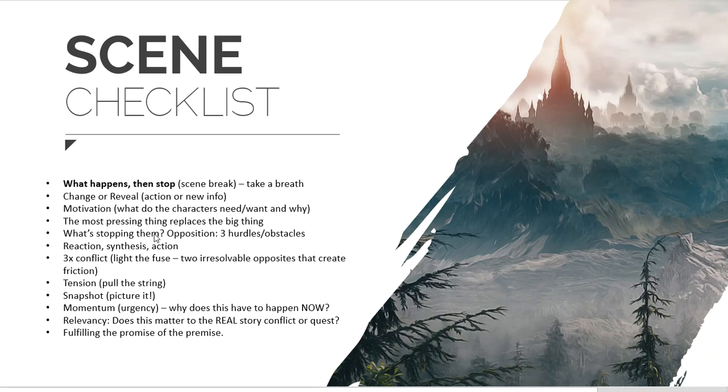Anyway, what's stopping them? So the character needs something that they need or want. They need the opposition, or the 3 hurdles and obstacles. I kind of talked about this down here, the 3 different kinds of conflict is what we talked about. I think there should be 3 kinds of conflict in every scene. This one is just opposition. So 3 specifically hurdles or obstacles, that would be the external conflict.